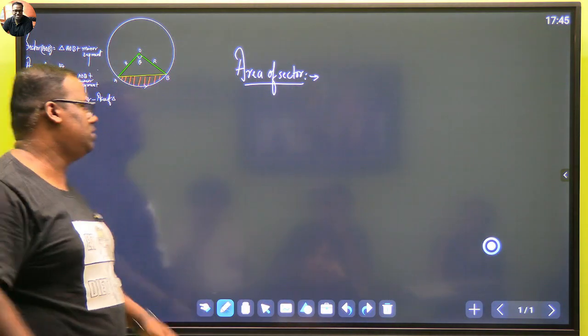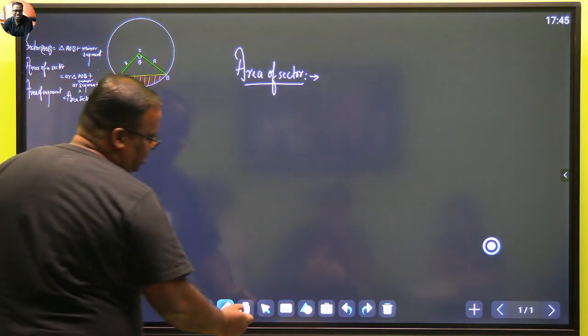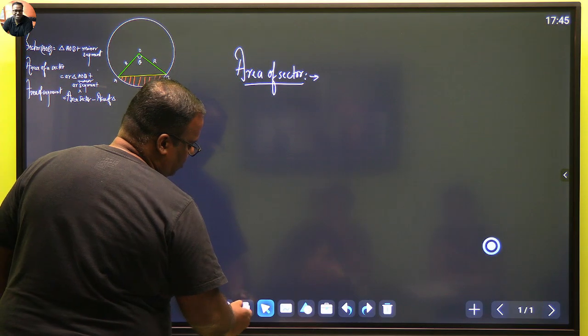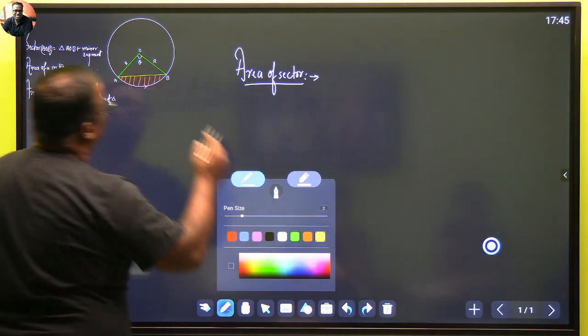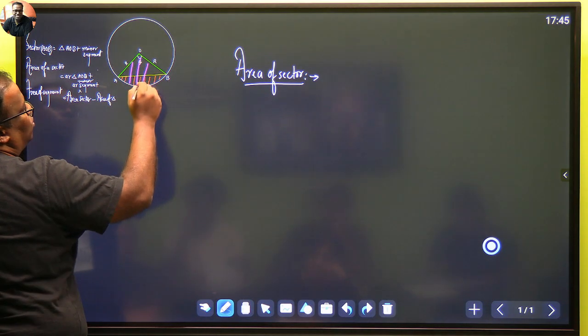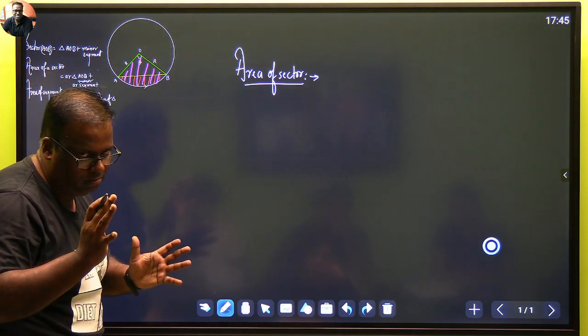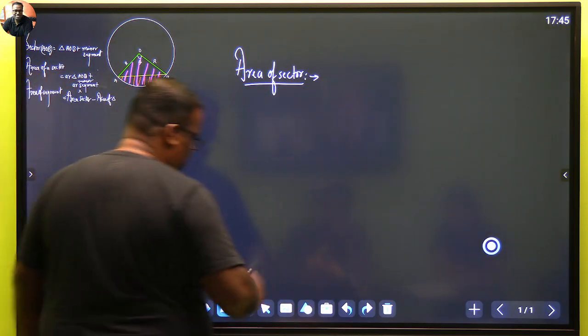Proportional to the area of the circle, right? So today our interest is to find out the area of this particular sector, the entire sector. Now the entire sector is a portion of the circle. How much of a portion of the circle is it?